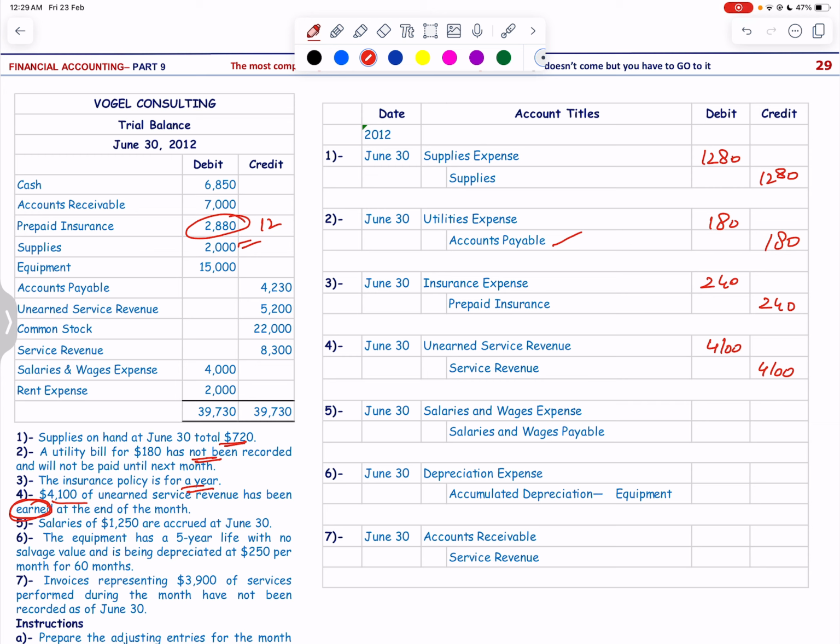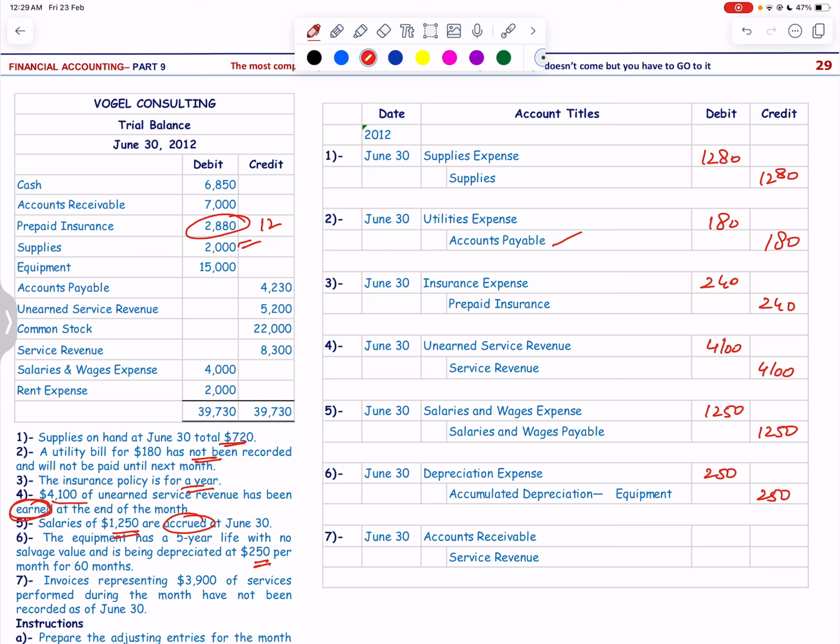Then we have salaries of 1250. So salaries and wages expense is debit by 1250. We have not paid. This is accrued. So salaries and wages payable is credit by 1250. Next we have the depreciation of 250 per month. So depreciation expense is debit and accumulated depreciation is credit.